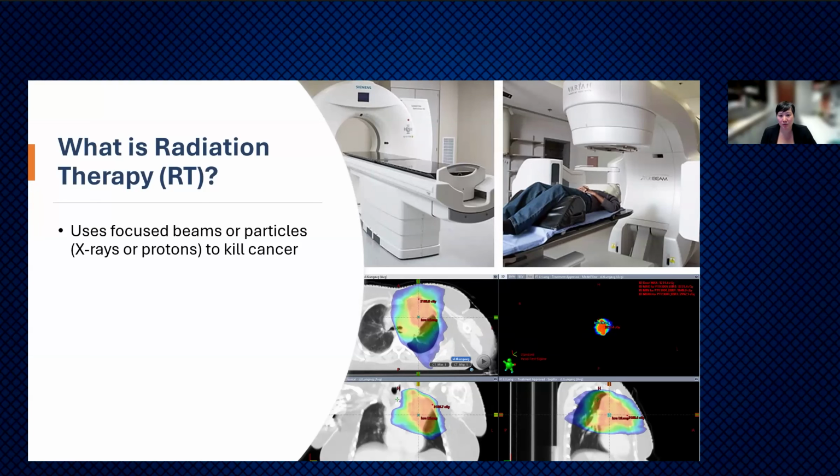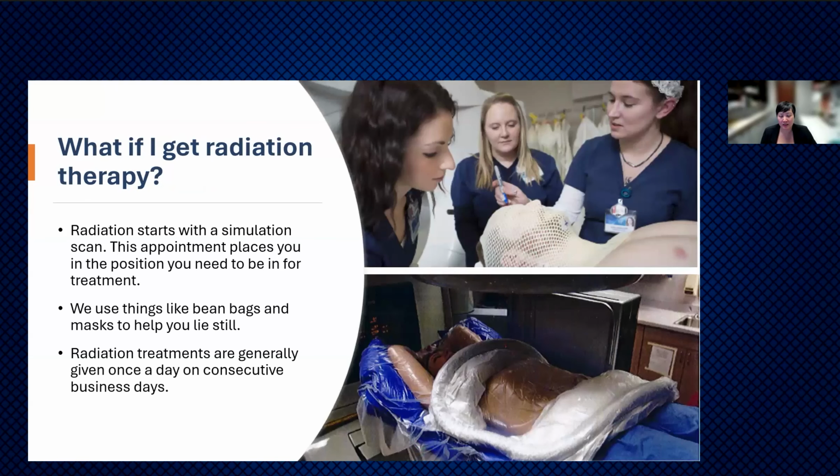So this is an example of the type of machine that can be used. This is our CT scanner. And then this is actually one of the radiation machines we have. And this is an example of what the radiation looks like to me when my team does the calculations for the radiation. In reality, when you start radiation, we start with a CT scan so that we can do our calculations within the radiation oncology department to very accurately target the treatment.